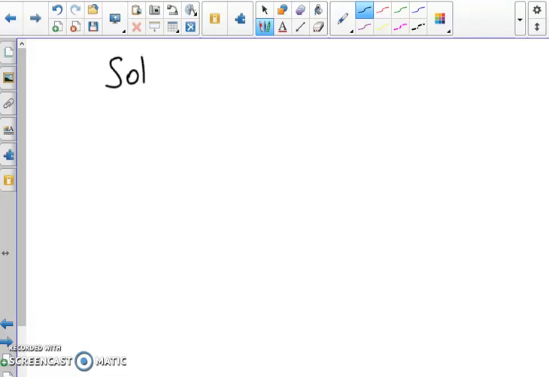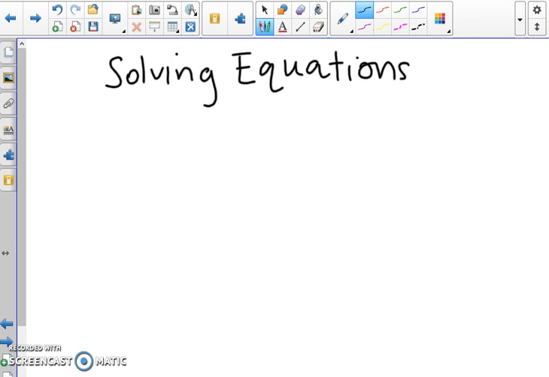All right, so tonight we're focusing on solving equations. We looked at one-step equations in class, and we're going to be seeing two-step equations and one-step equations tonight. So solving equations is different than simplifying.